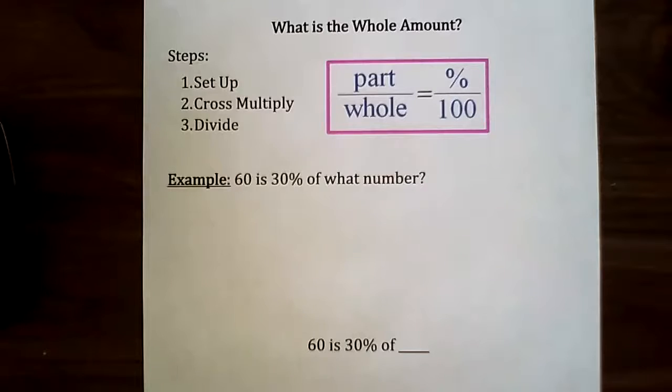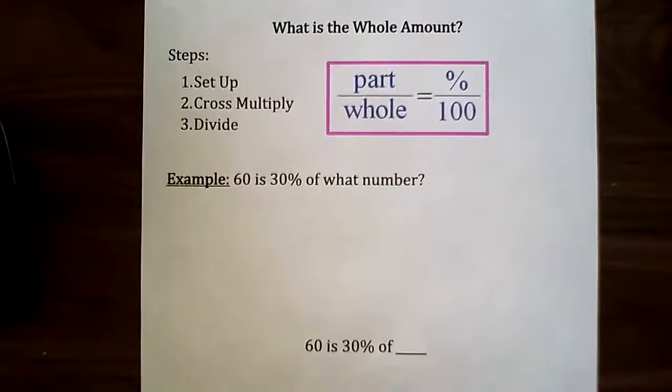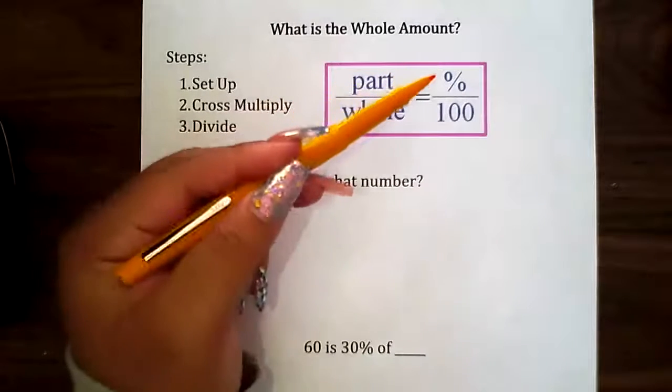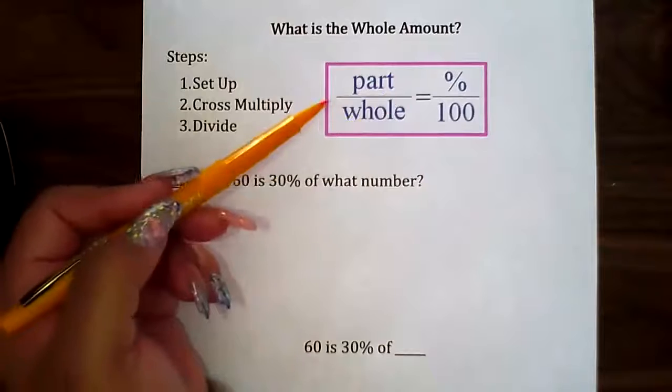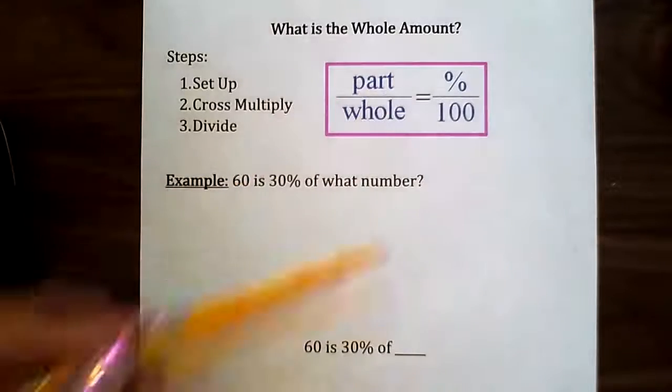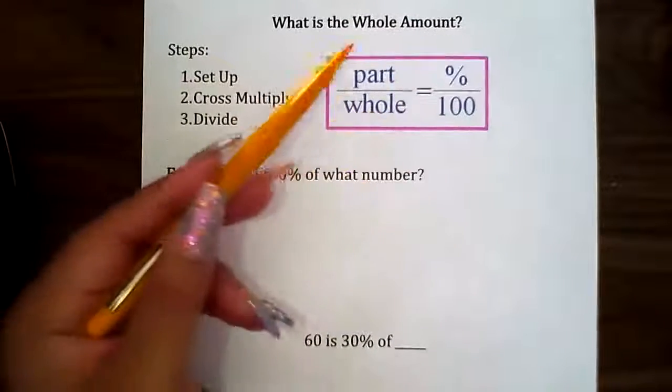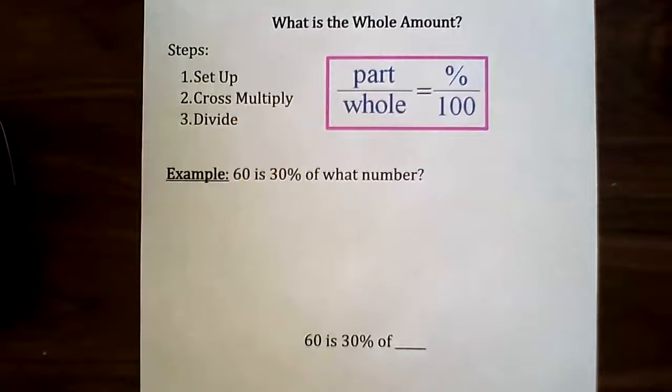All right, guys, today we are going to be finding what is the whole amount. Meaning, thus far, we've been able to find the part, we've been able to find the percent. Now we want to be able to find the whole. And remember, what we're using is called a proportion. A proportion is simply just two equivalent fractions, equivalent ratios, equivalent rates.